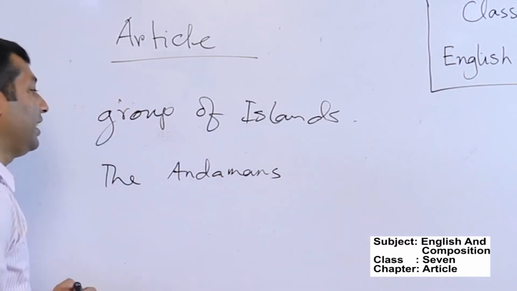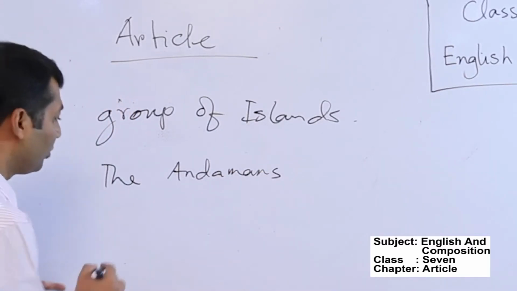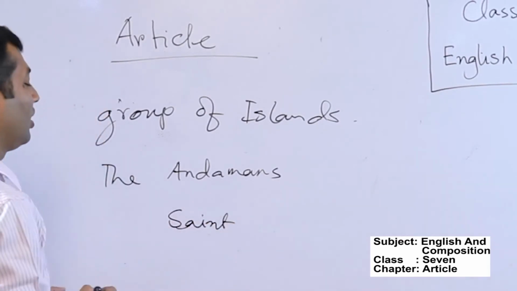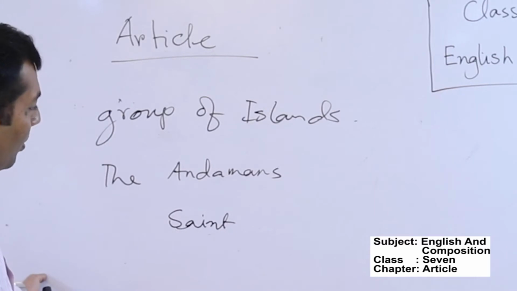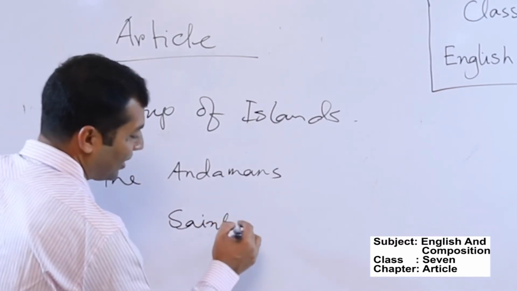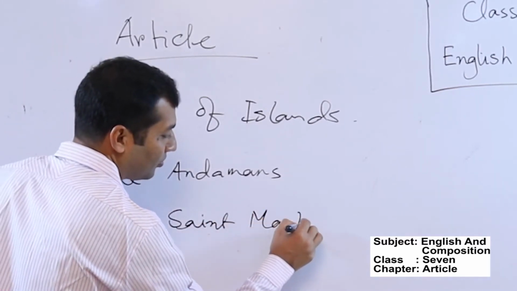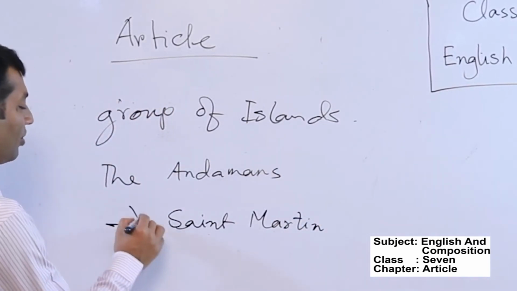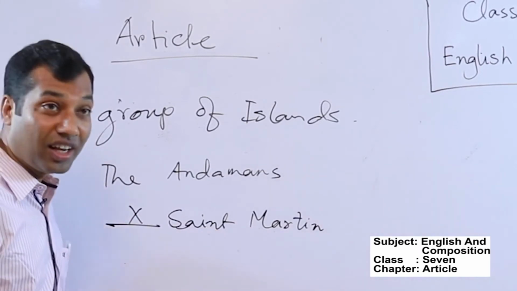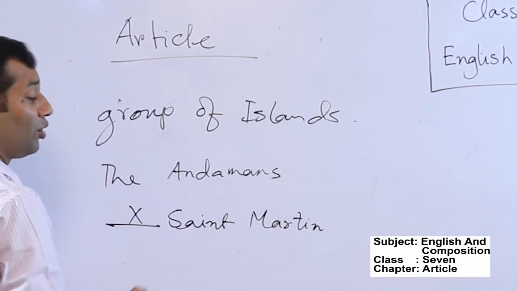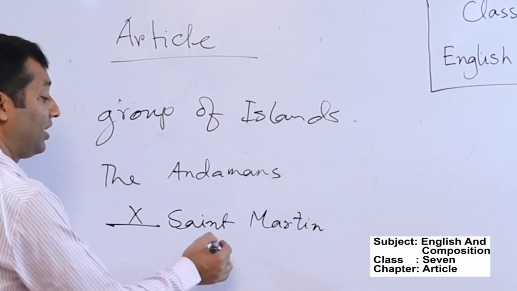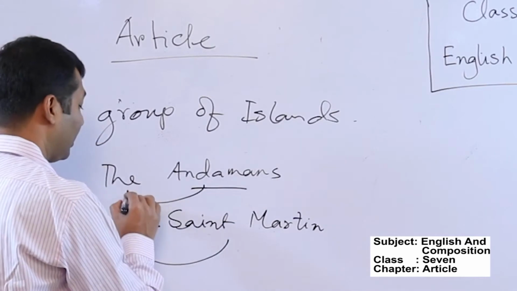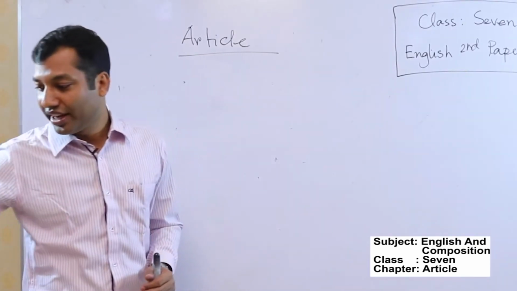The group, the Andamans. But if you say Saint Martin, there is only one coral island in Bangladesh, that is Saint Martin. So here the word Saint Martin doesn't take an article before it because this is a single island. So no single island will take the article the. But if it is a group of islands, it will take the article the. Now come to the next rule.